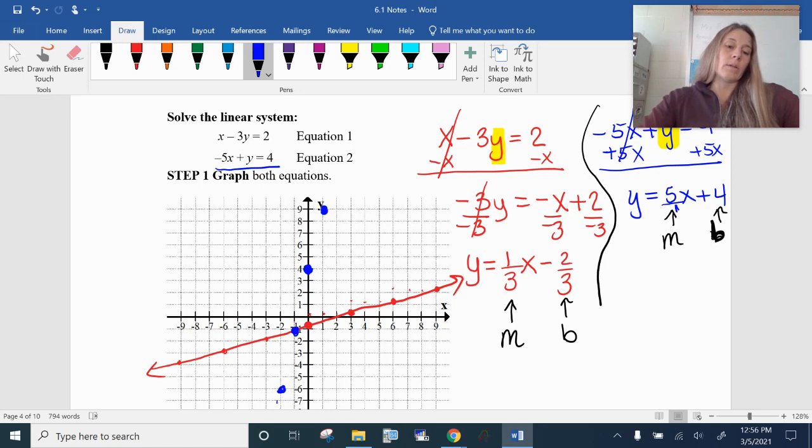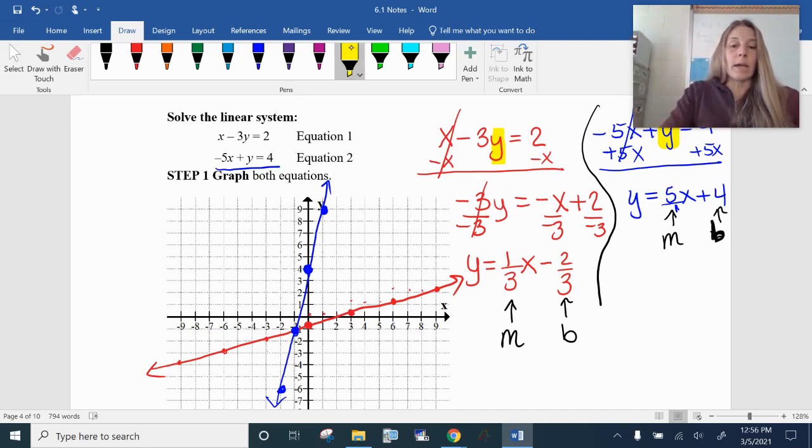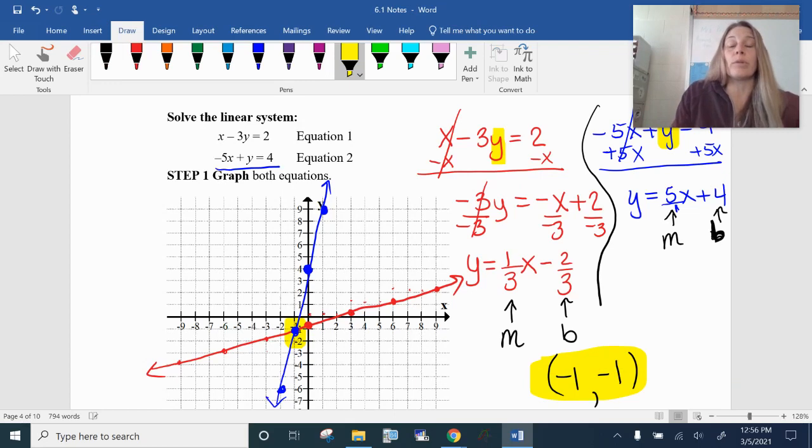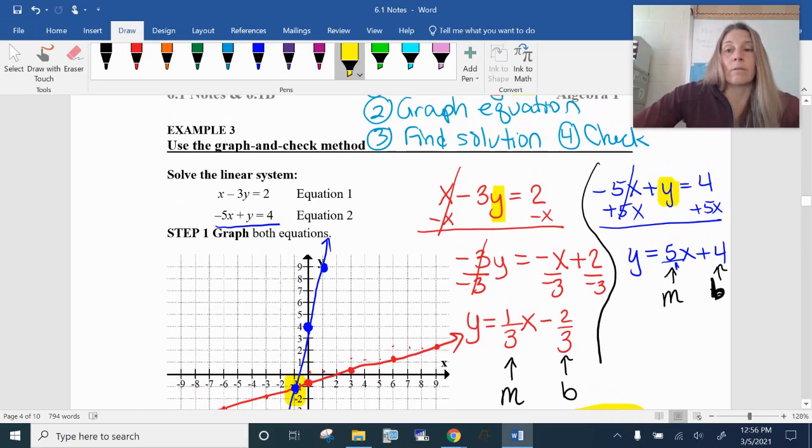All right, and so it looks something like this. And if you do your lines really nice and straight, you usually can kind of see where that point of intersection is. So it looks to me like it's at negative 1, negative 1. Now the only way for us to know for sure if this is correct is to plug it in. So if you remember when we talked about checking, right?